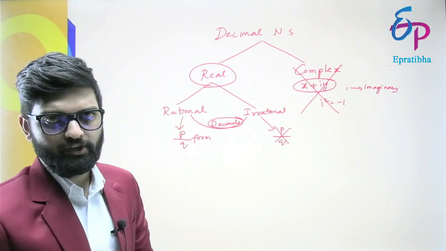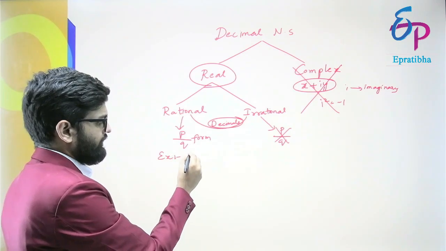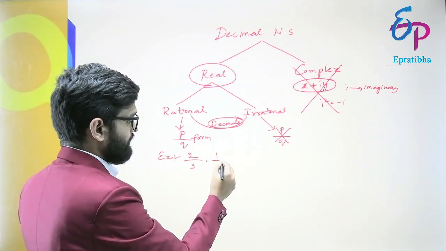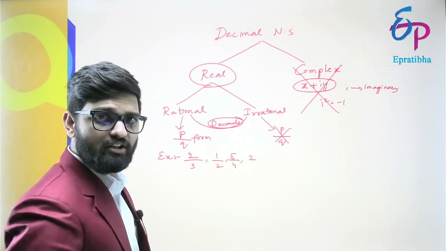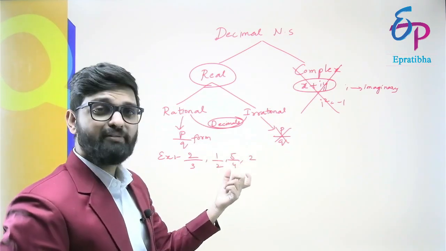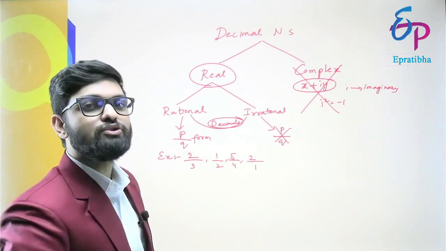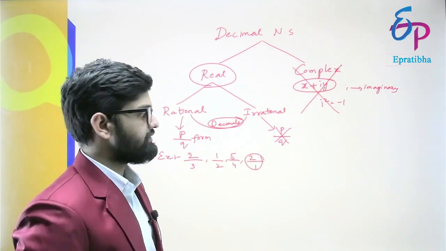So what is this p by q form? You can tell any number, for example you can tell the number as 2 by 3, or the p by q form of 1 by 2, or 5 by 4. Can you tell 2 as a rational number? Does it have p by q form? Yes, indeed it has p by q form. You can write 2 as 2 by 1 as well. So this we call an integer. We'll see what an integer is as well.